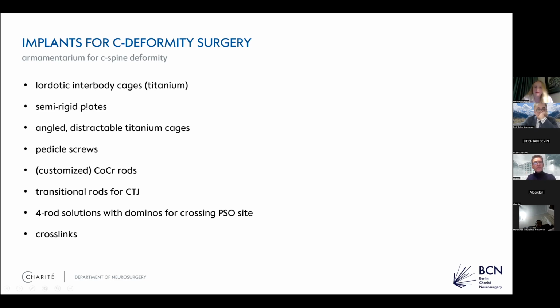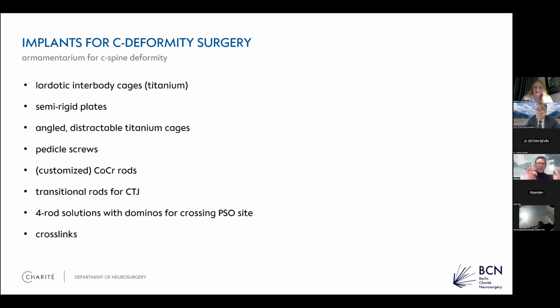Obviously, we use the plates, but sometimes we don't use the plates if we feel that we get an additional relordosing with the final posterior rod. This has especially changed since we are using the customized rods, because when we did it without the customized rods, we did the posterior release, anterior reconstruction using the plate for the lordosis, and then we turned the patient and we put in the rod and adjusted the rod to the screws. But now this has changed.